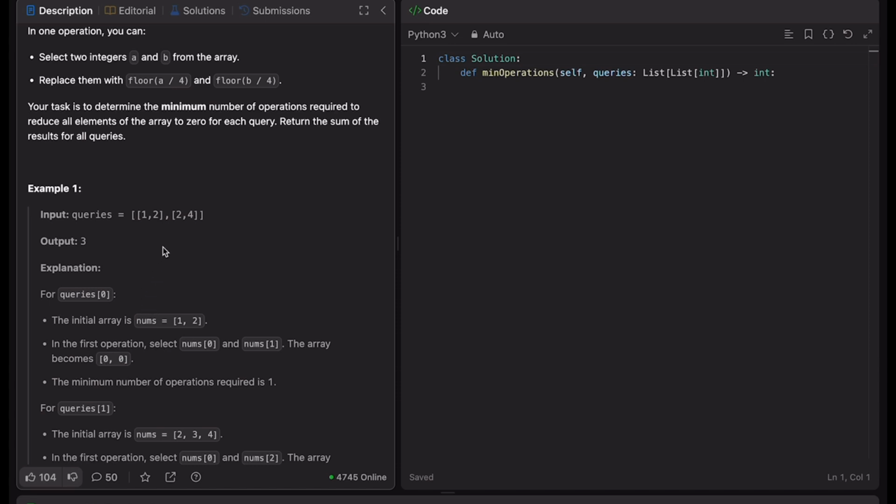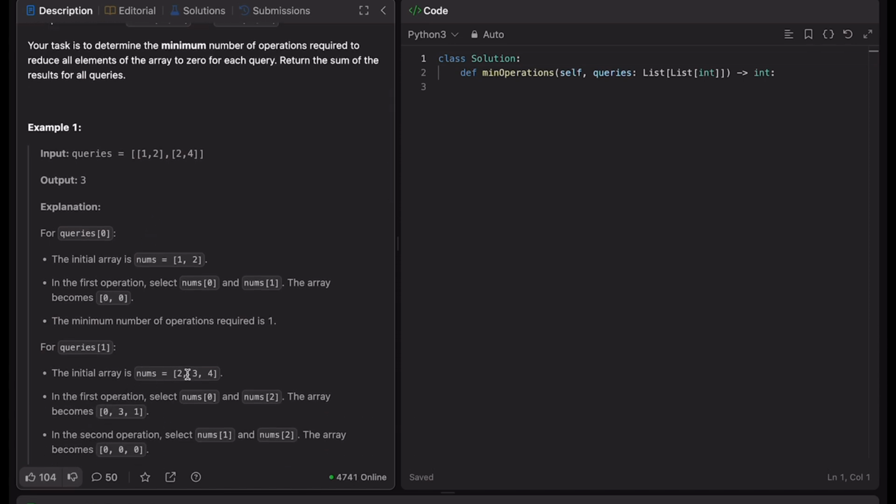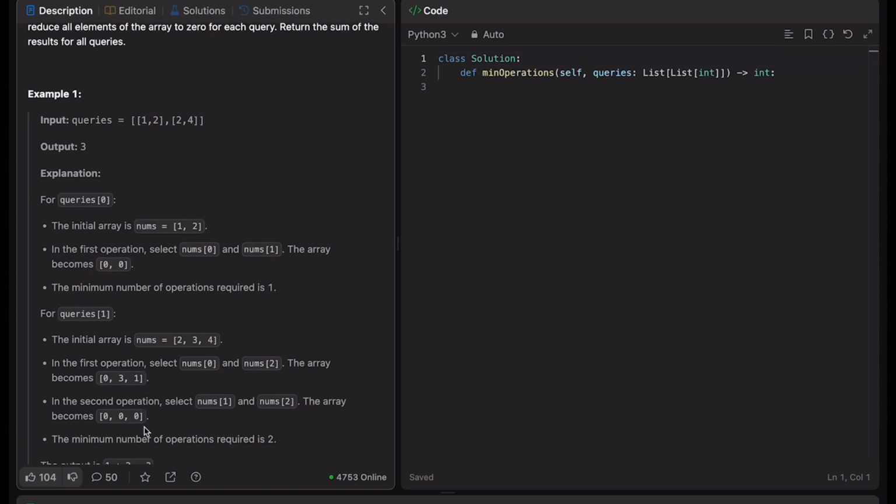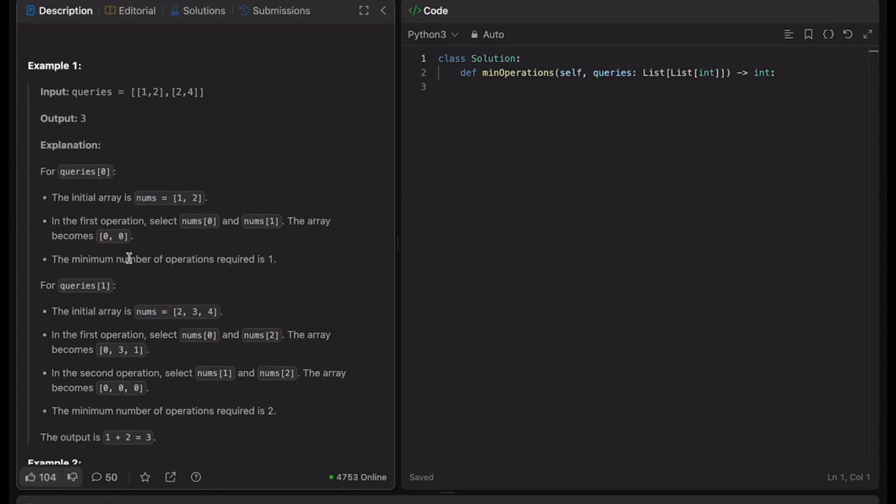But here it is 2 comma 4. So initially we have to take only two elements. Here they have taken 2 and 4, so 2 by 4 becomes 0, 4 by 4 becomes 1. In the second operation they took 3 comma 1. Now 3 by 4 becomes 0, 1 by 4 also becomes 0. So here the minimum operation is 1, here the minimum operation is 2, and in total together it is 3.